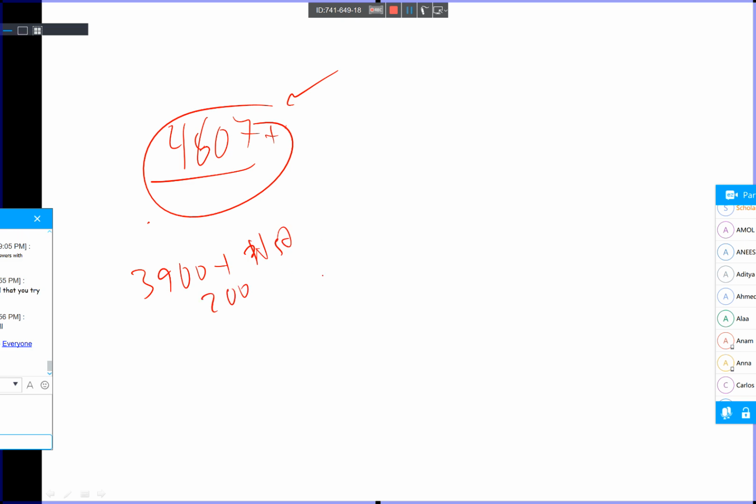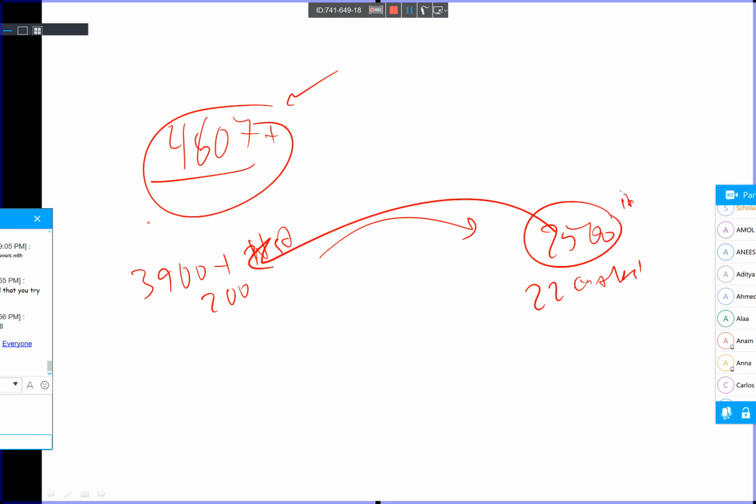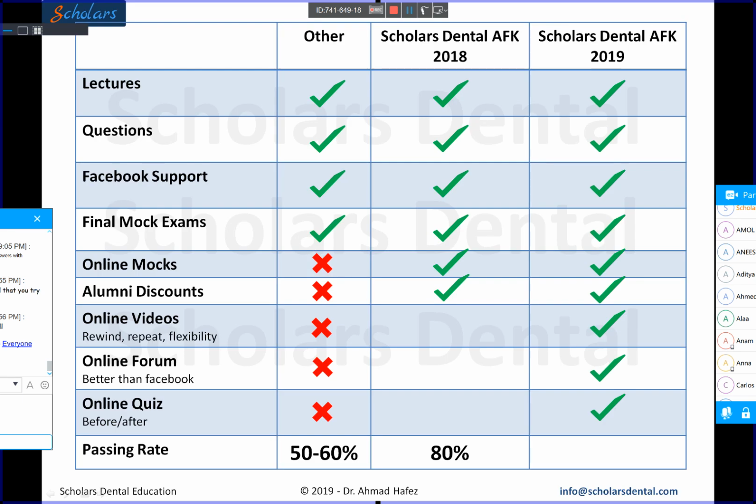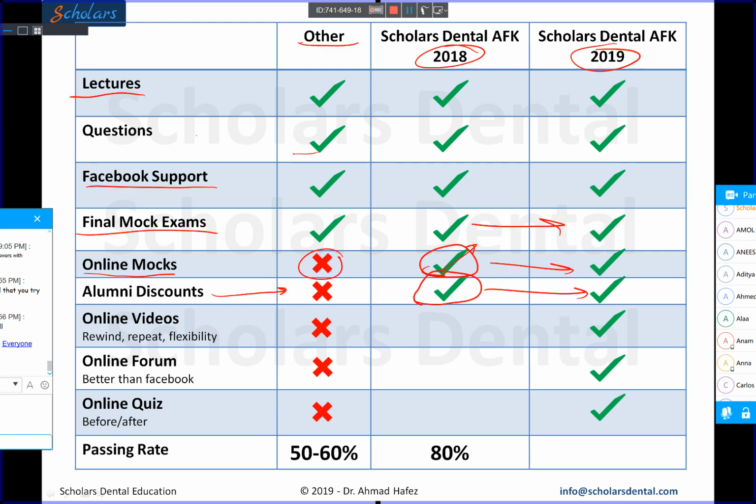This is for online. If you want to take the course again, it will be 2,500. This includes the tax. So you're really paying 22 something plus HST. And that's a really good difference if you want to take the course again and still have access to the videos, or just do the course again, right? So that's for the alumni discounts. We still provide that till 2019. Everything pretty much we'll still provide.